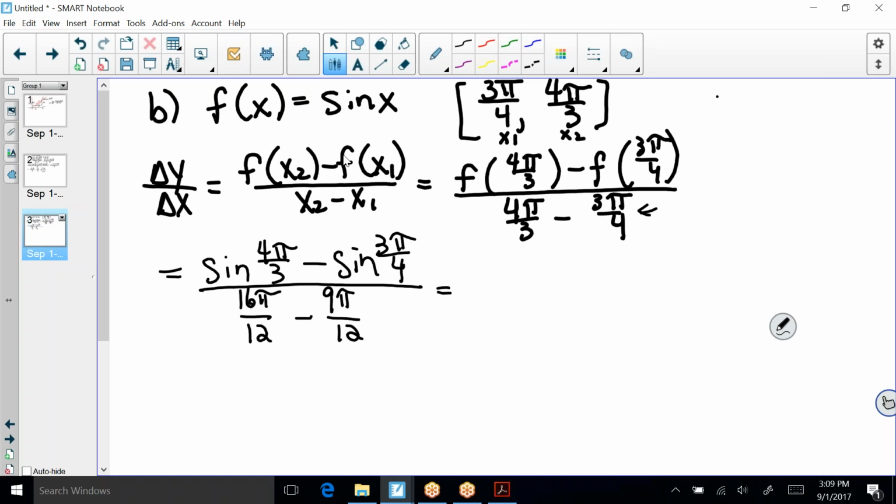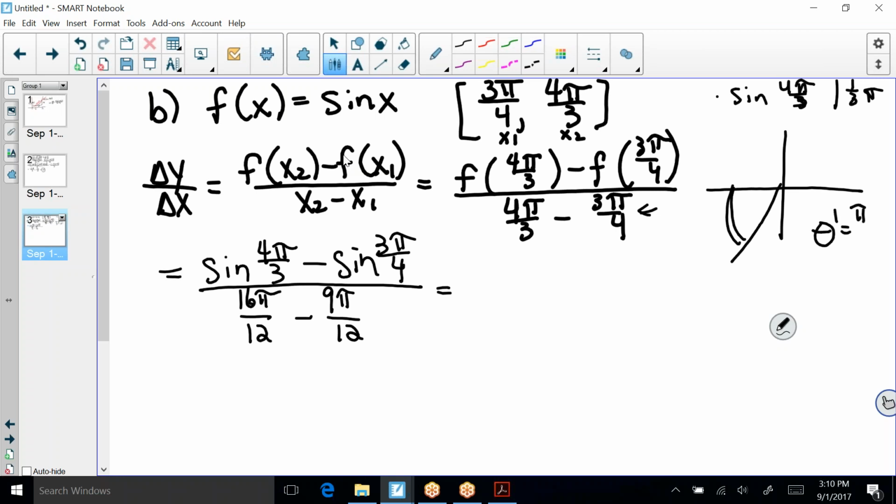All right, so now we have to think about the sine of 4 pi over 3. So 4 pi over 3, we can think of that as 1 1/3 pi. So we know that to get to pi is 180 degrees, so we want 1/3 more. So 4 pi over 3 is going to be down here in the third quadrant. The reference angle is going to be pi over 3.